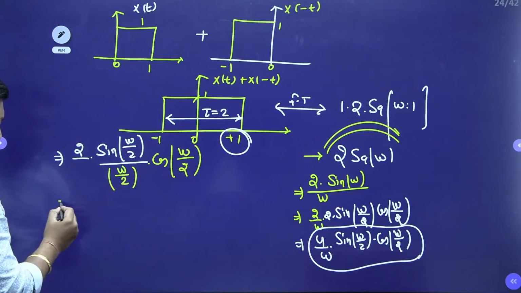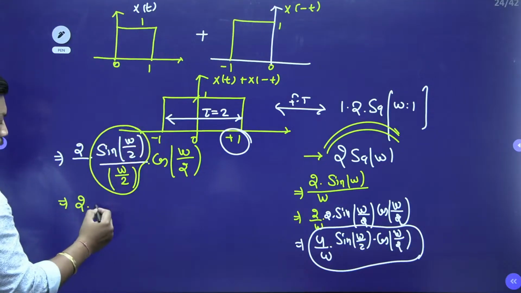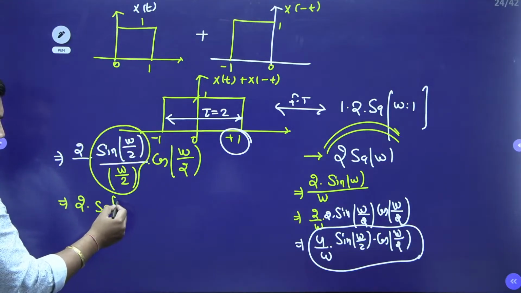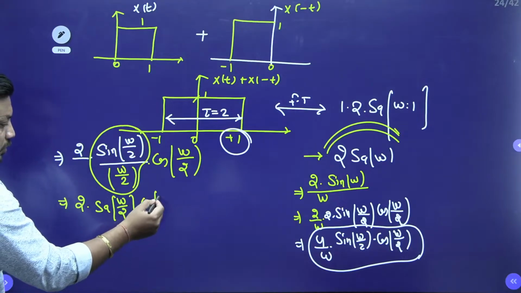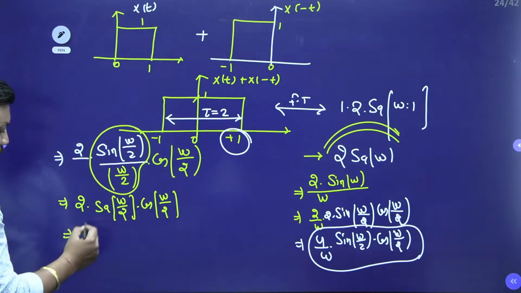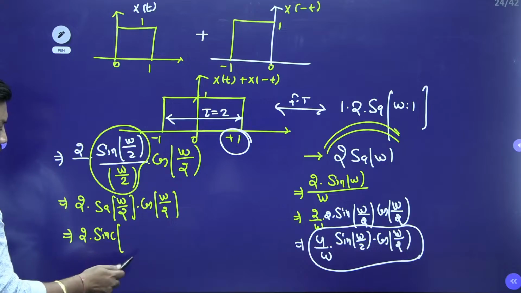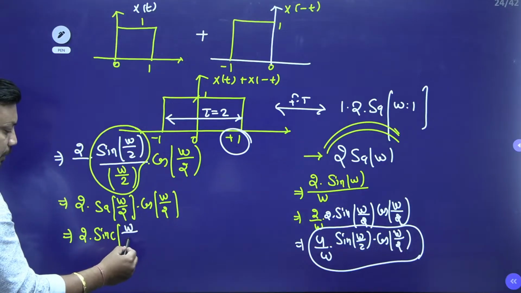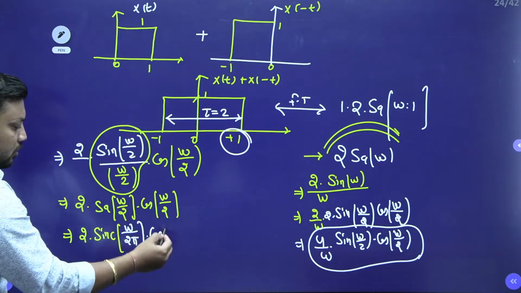So now don't you think, sir, it will become twice into this complete part, and this part will become sampling. So it will be sampling of omega by 2 into cos of omega by 2. Yes, sir. Now if I want to convert this sampling function into sinc, then it will become what? Sir, sinc of omega upon 2 pi, dot cos of omega by 2.